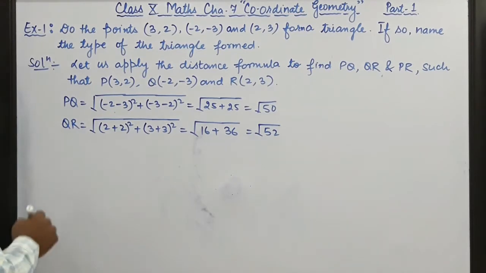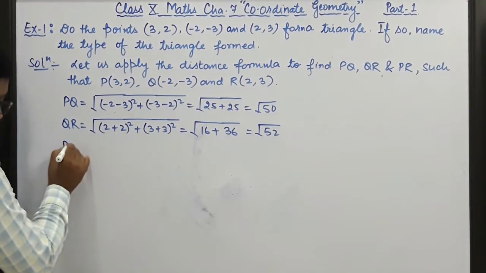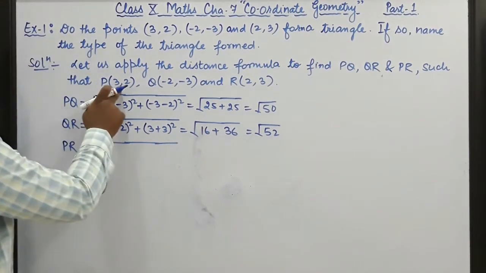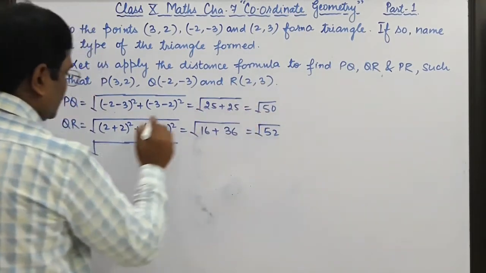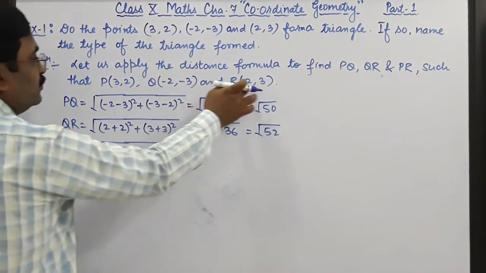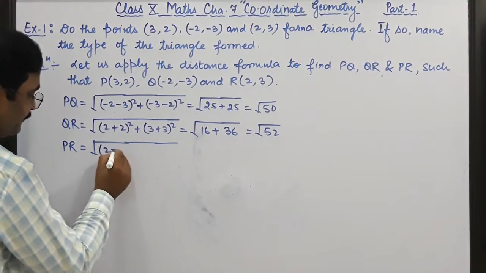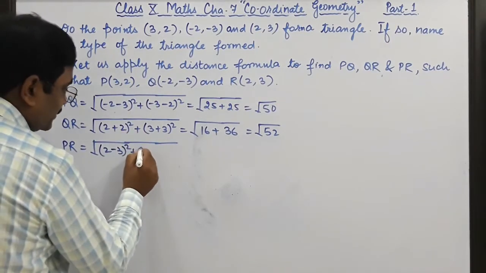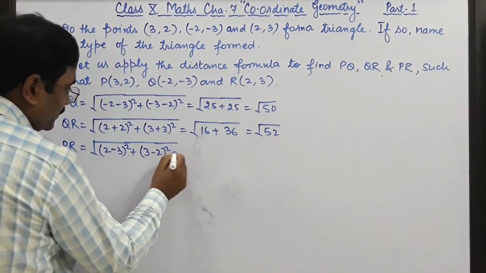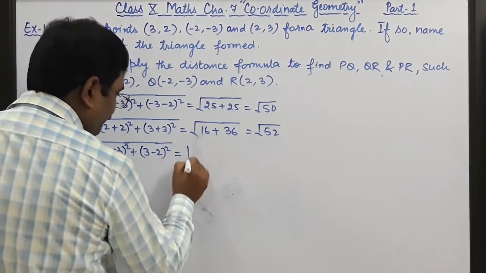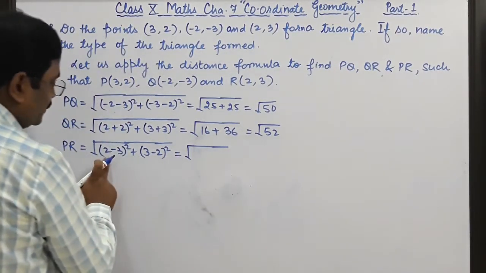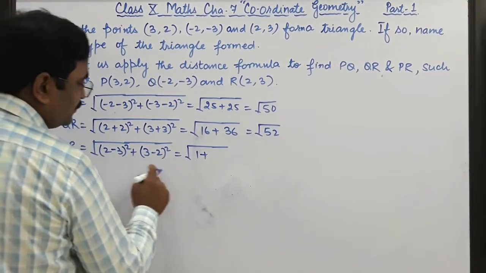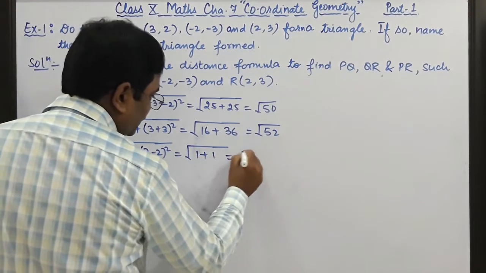And find the measure of PR also. P and R we are taking. P is x1 y1, R is x2 y2. It means x2 minus x1, 2 minus 3 whole square, plus y2 minus y1, 3 minus 2 whole square, which is equal to under root 2 minus 3 is minus 1 whole square, which is 1, and 3 minus 2 is 1, 1 square is 1, that is under root 2.